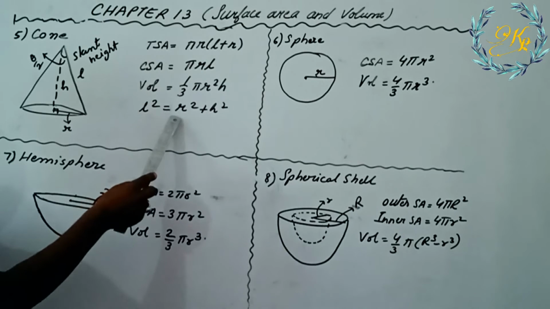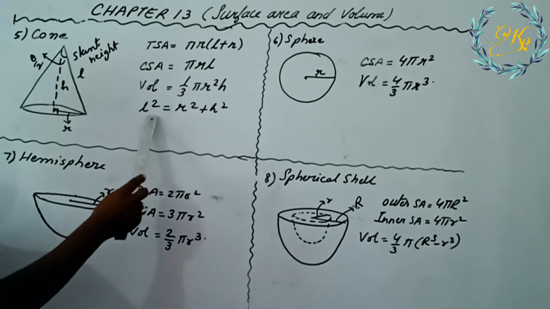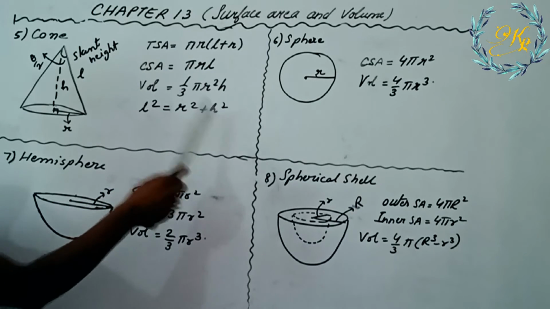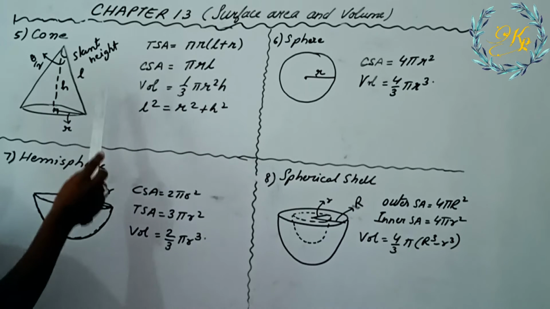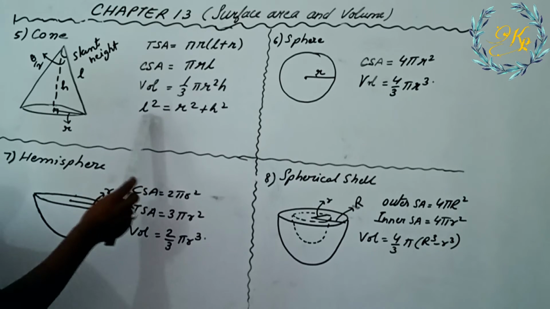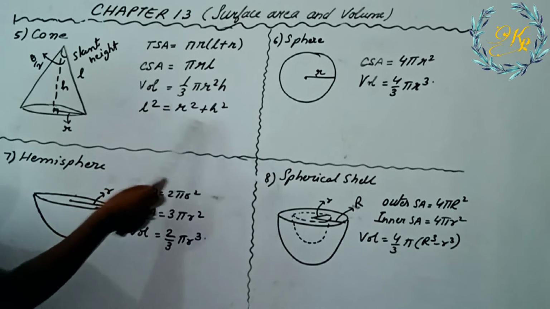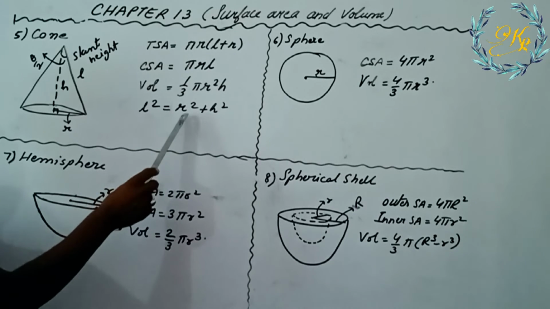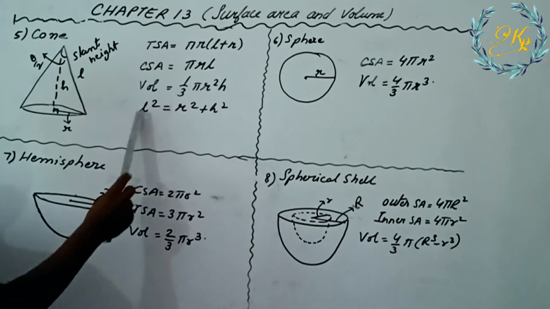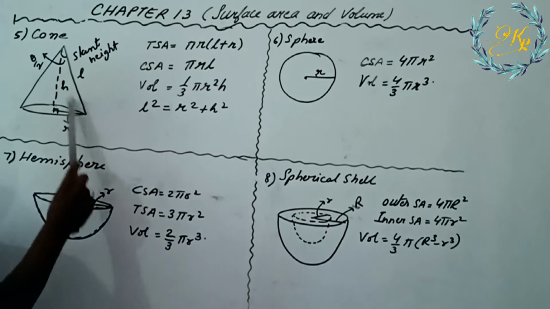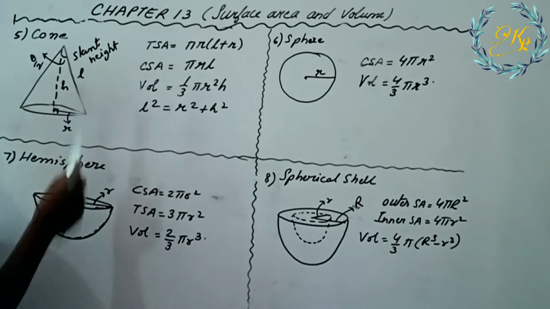l is equal to under root of r square plus h square, or l square is equal to r square plus h square. Now remember, in the questions you may get any of these values. You may also get the slant height and the radius. You may also get the slant height and the height of it, then you find the radius. So you have to interchange the places of these and subtract the square of either of these values from the square of the slant height.